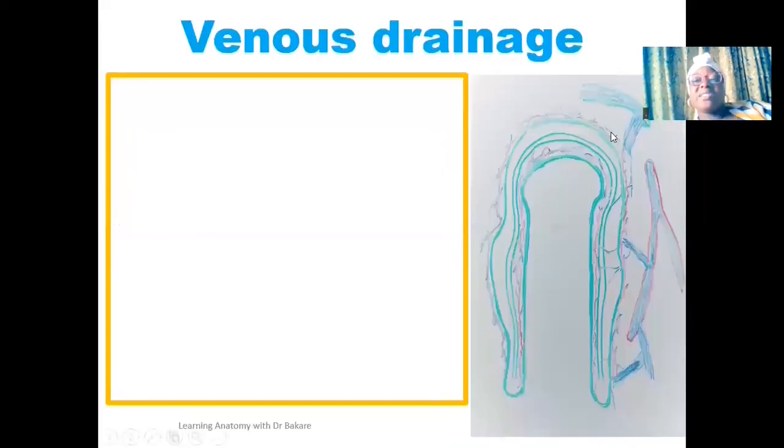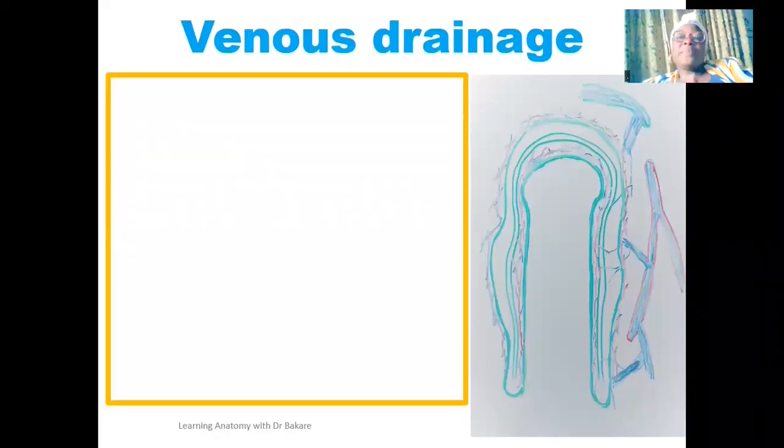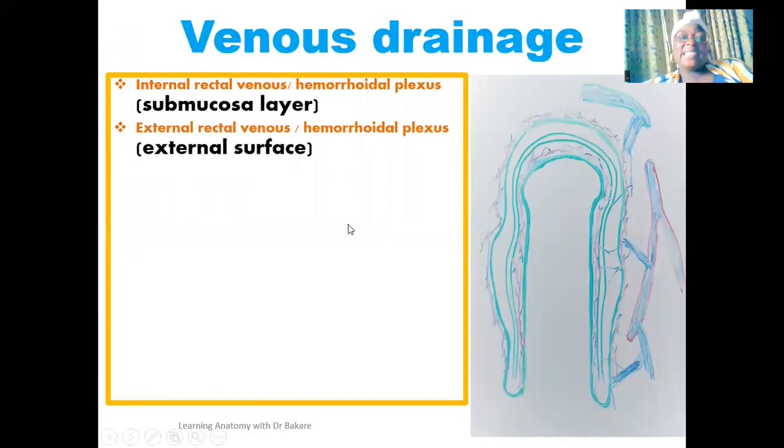Also going to the venous drainage. The venous drainage is a different ball game. So we have two plexuses formed on the wall of the rectum. We have the internal rectal venous plexus or the internal hemorrhoidal plexus, and we also have the external rectal venous plexus or the external hemorrhoidal plexus. These two plexuses are seen on the wall of the rectum, though they are located on different layers or different regions on the wall of the rectum.